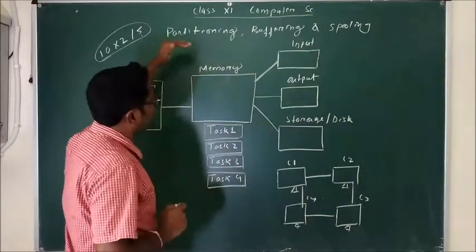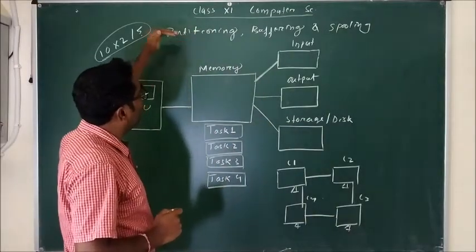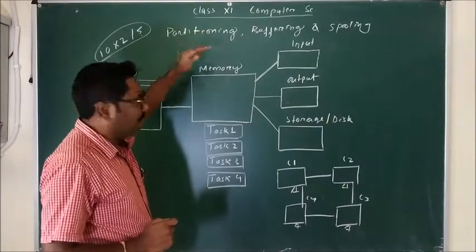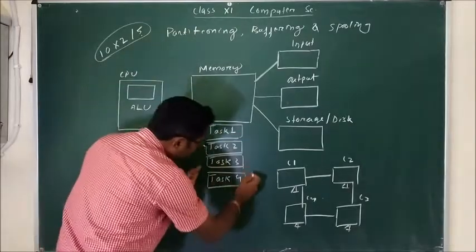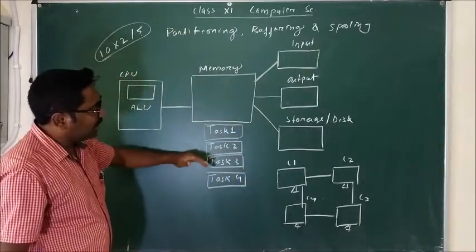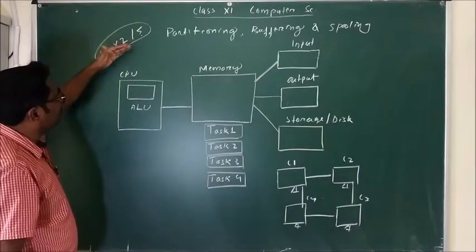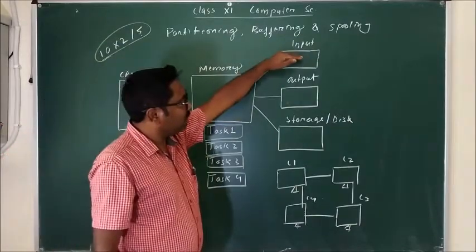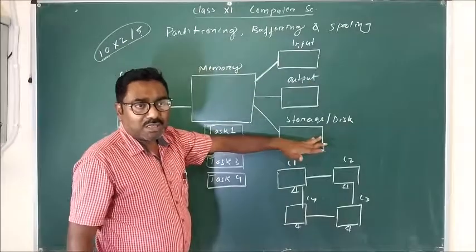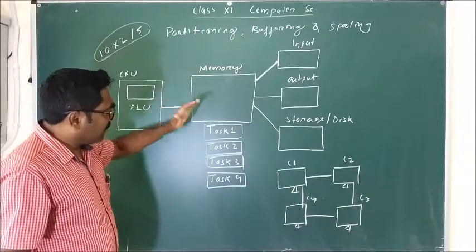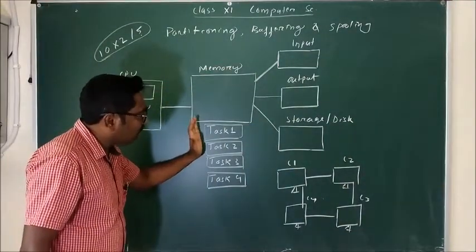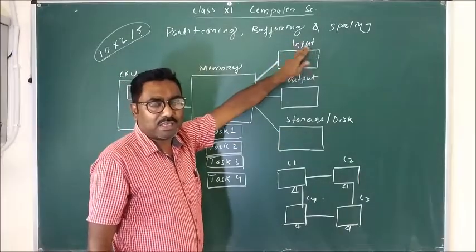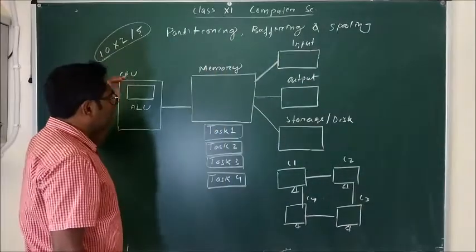In the case of partitioning, what happens? It's a kind of memory management. Suppose there are 4 tasks that are going to be executed. This is one task, and suppose 3 more tasks are there. These tasks can be taken either from the input or from the storage. Suppose these 4 tasks are taken from the storage or from the input device. So what is happening over here?